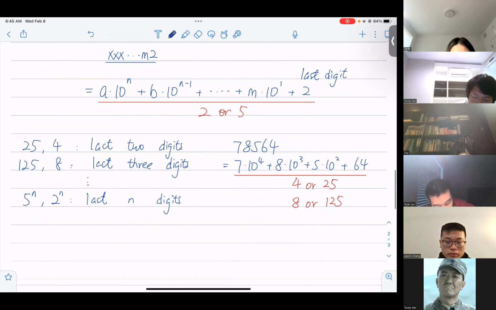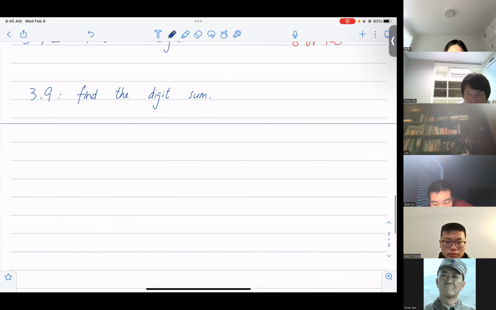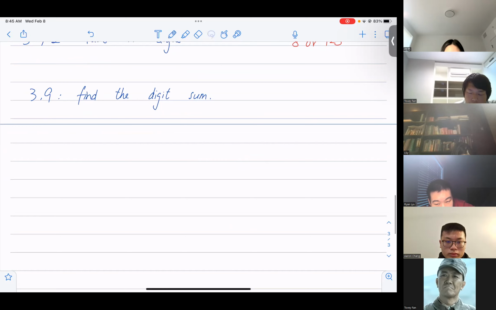So for 9, we all know that for 3 and 9, we can look at the digit sum, right? Find the digit sum. Okay, so why does this work? And why does it not work for any other number, right?